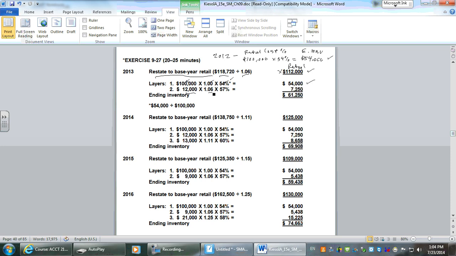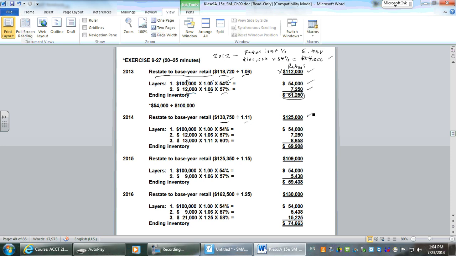12 times 106, the price index, and 57 is the new cost percentage, so my new layer would be at the 57%, 7250, and I get my ending inventory, and I get calculated for cost of goods sold using that, right? What do you do if you go forward? Well, here we go, 138,750 is 111 at that point.